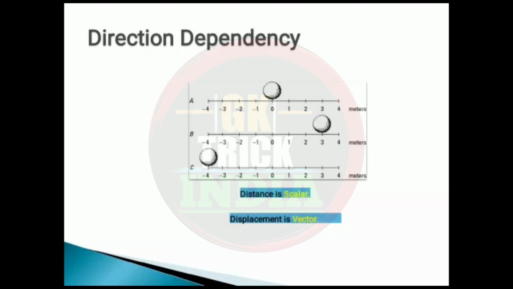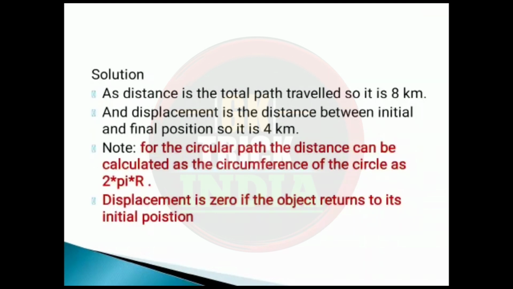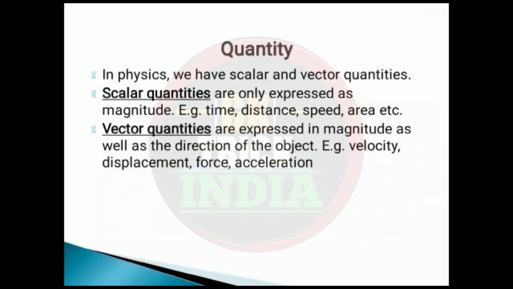To get clarity about this direction dependency and path dependency, we have to introduce two quantities in physics, that are scalar quantity and vector quantity. Scalar quantities are the quantities which can be expressed only in magnitude. Example: time, distance, speed. As we have seen in the case of calculating distance, we are not seeing whether the object is moving backward or forward. We are just checking its magnitude, the path which it has covered.